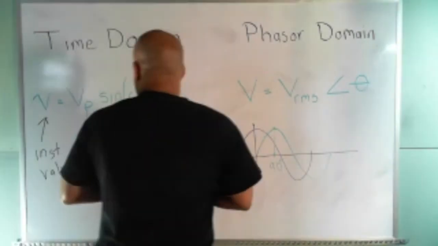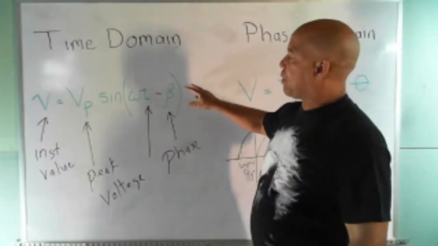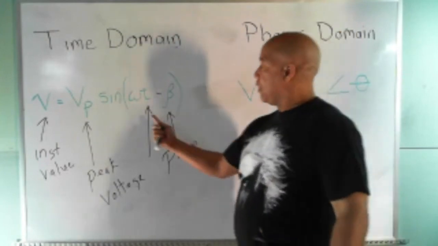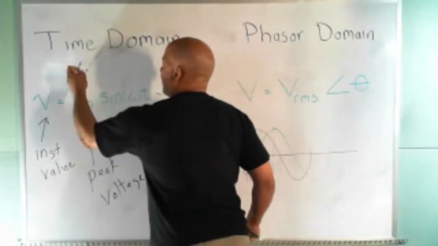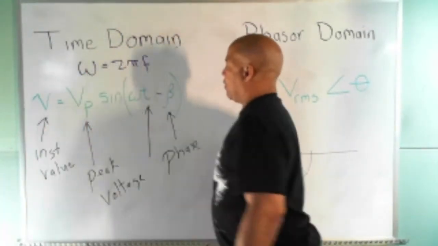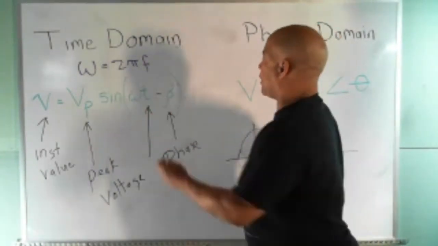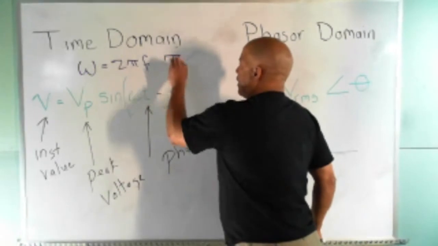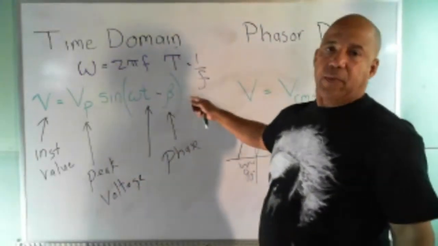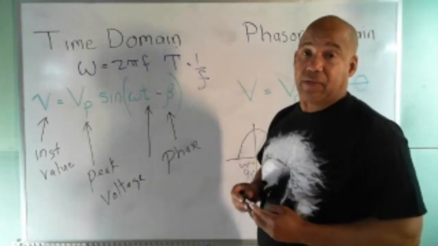And so if you understand this idea, this time domain expression, you really get a lot of information out of here. For example, we know omega equals 2 pi f. So by just looking at that, I can get the frequency. Of course, once you've got the frequency, we know that the period is 1 over the frequency. So when I have a waveform written in time domain, we can get a lot of information out of it.